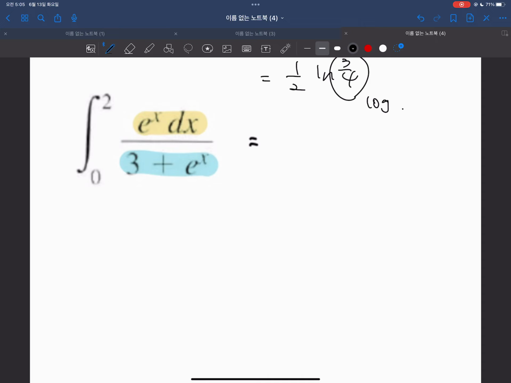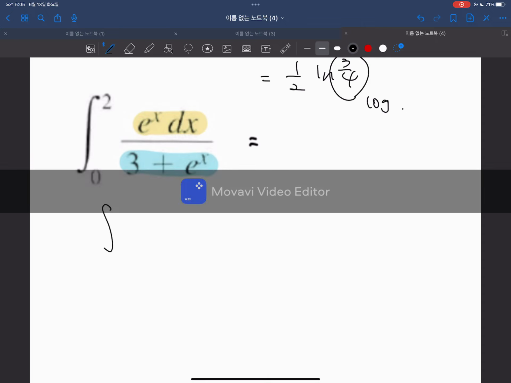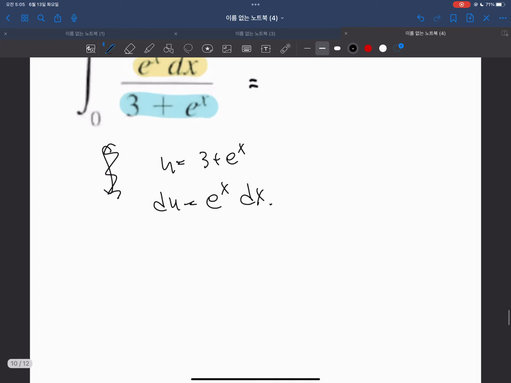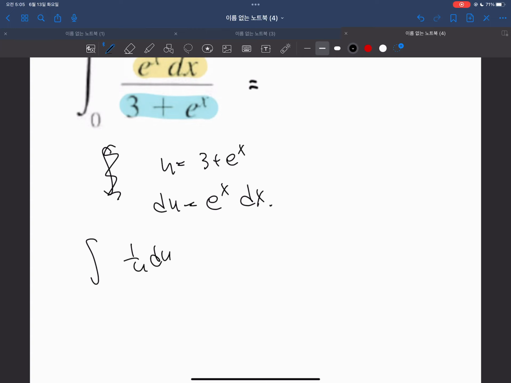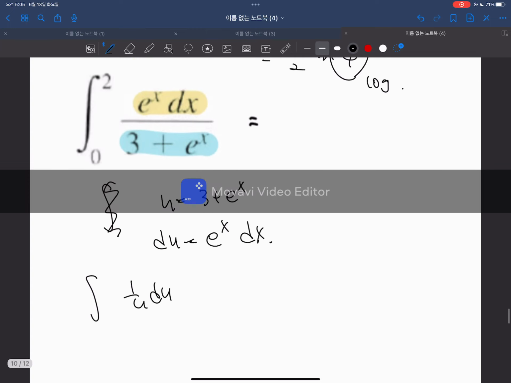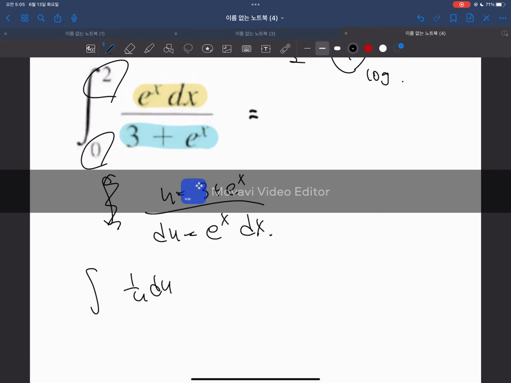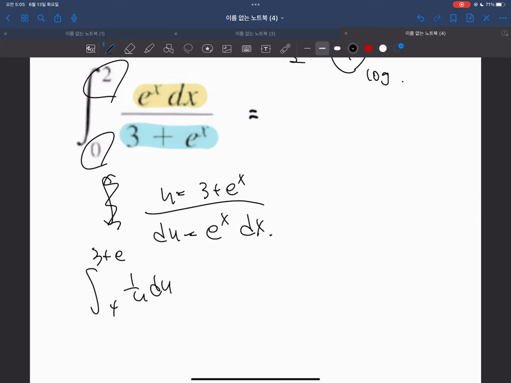I'll show you. First, we have to write the integral. First we have to set u as 3 plus e to the power of x. du will be e to the power of x dx. When we put this into the original equation, we'll get 1 over u du, and then the limits will be changed because we have to plug these numbers into the u. We'll get 4 and 3 plus e to the power of 2.